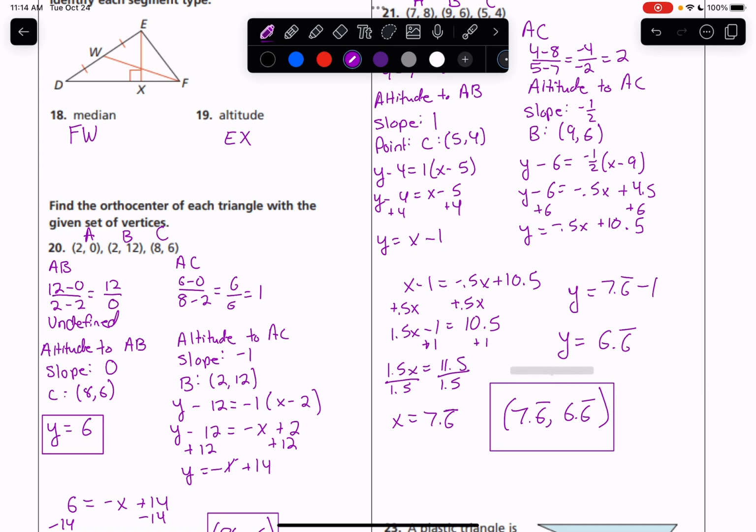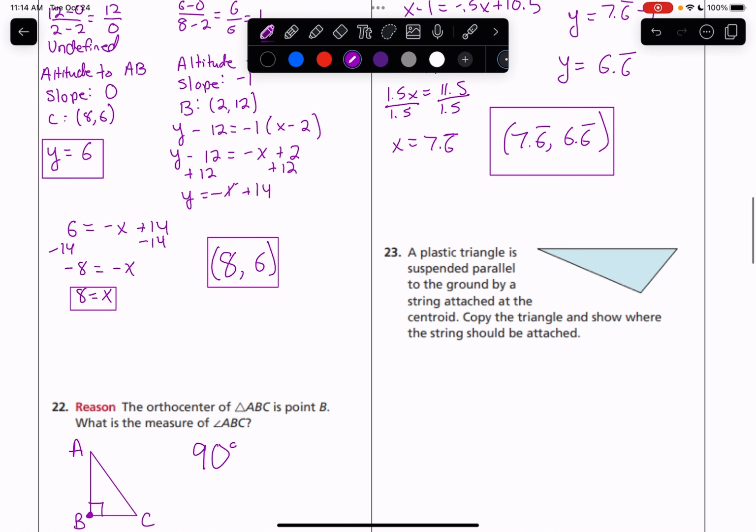All right. Next, a plastic triangle is suspended parallel to the ground by a string attached at the centroid. Show where the string should be attached. We don't need to copy the triangle. We can just say it's going to be exactly at the intersection of the medians. And of course, the medians are where the midpoints meet the vertex of the opposite side. So let me go ahead and draw some medians here, just like that. And what we get is the centroid right there.